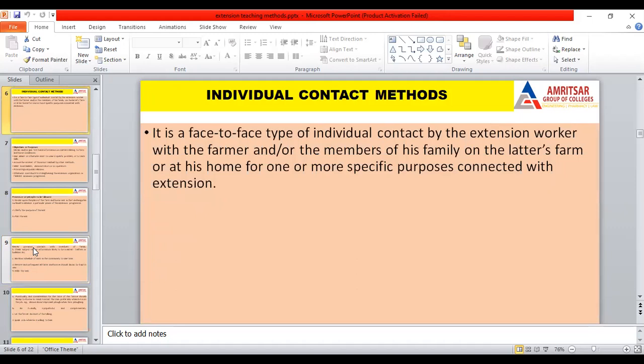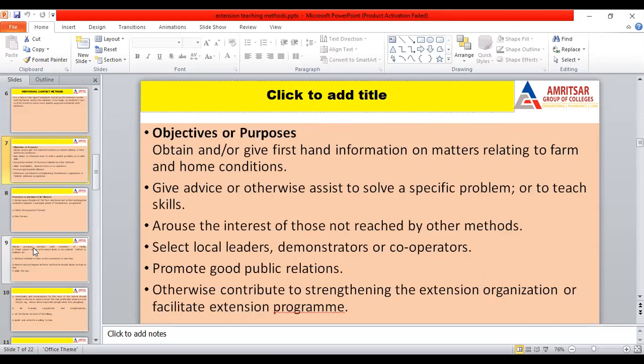Next is individual contact method. It is a face-to-face interaction with the farmer by the extension worker, and the extension worker visits the farmer's home as well as their farm. Next is objectives of individual contact method.